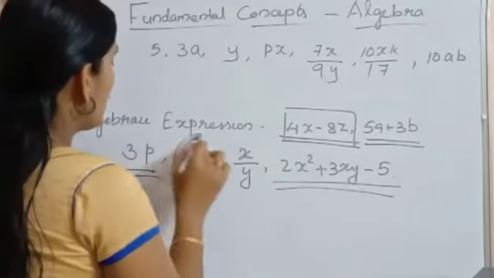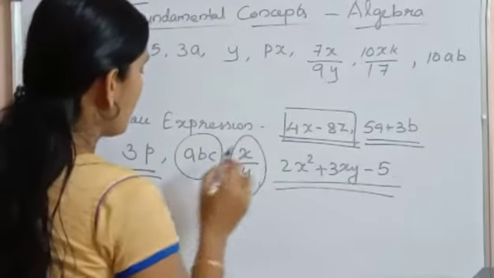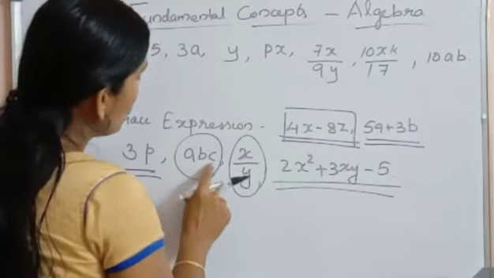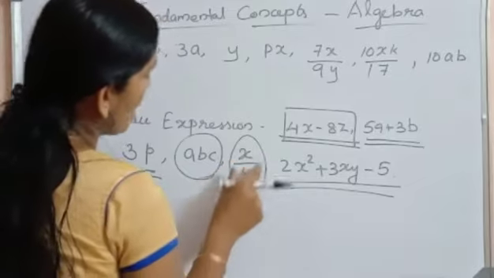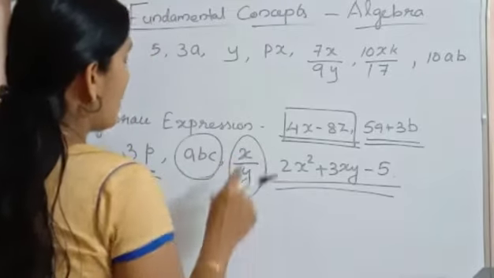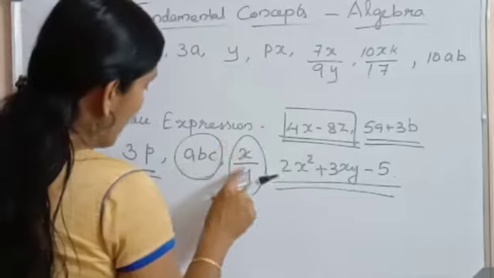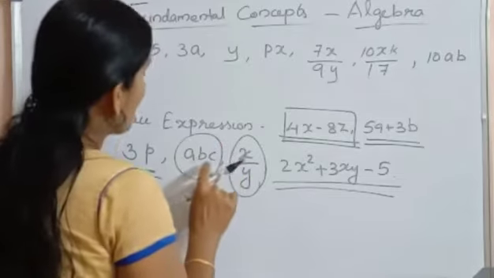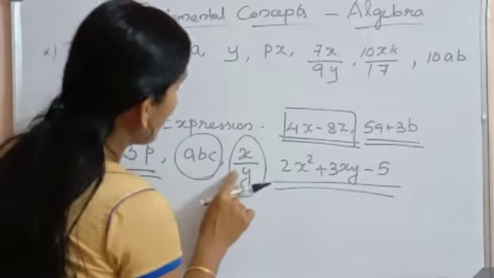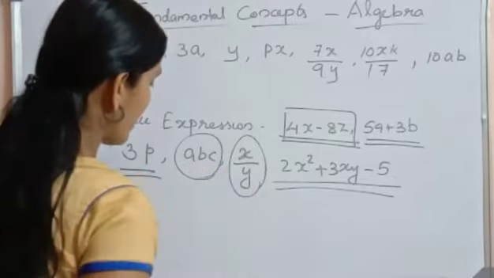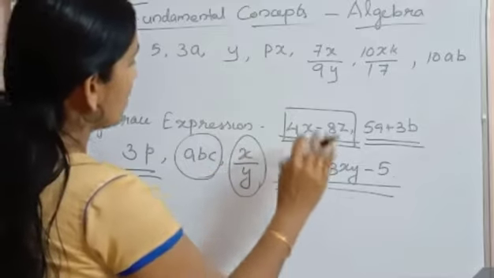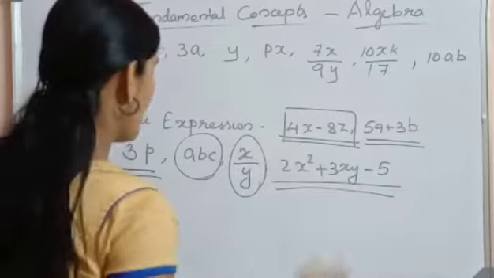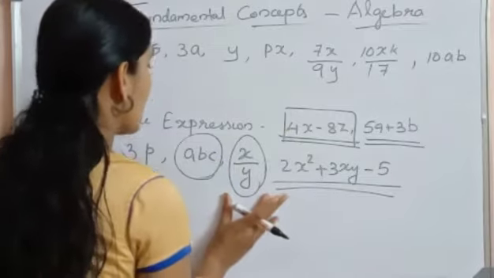But at the same time, if you consider abc or x/y, here in abc we are using multiplication, a into b into c, and in x/y we are using division. But these are not separated by plus or minus, so we will consider these single terms. So even if it is separated by multiplication or division, they are not considered separate terms. Only when it is separated by minus or plus sign will we consider these different terms. Otherwise, this will be considered a single term itself.